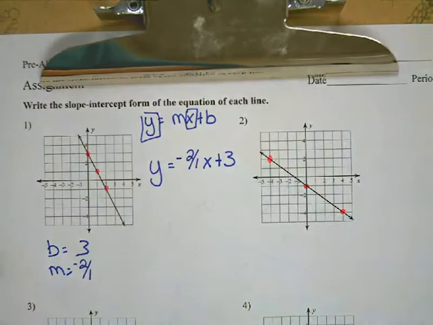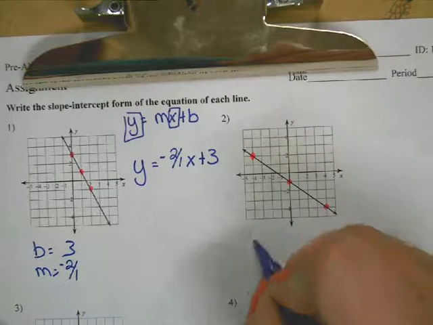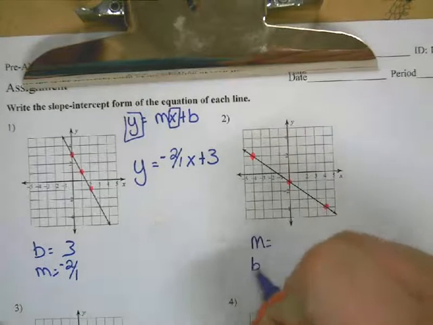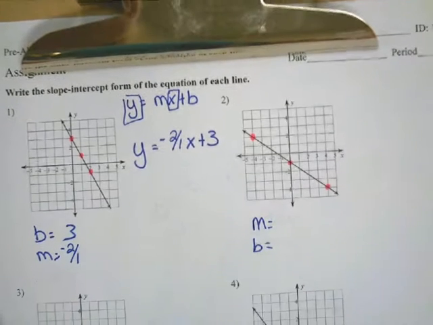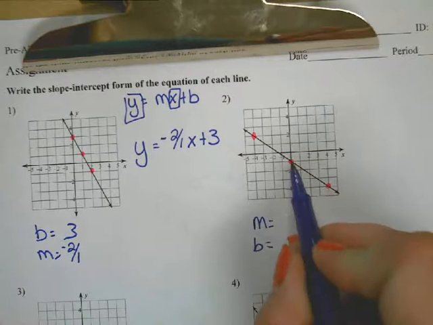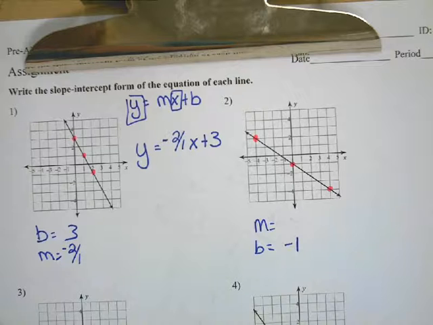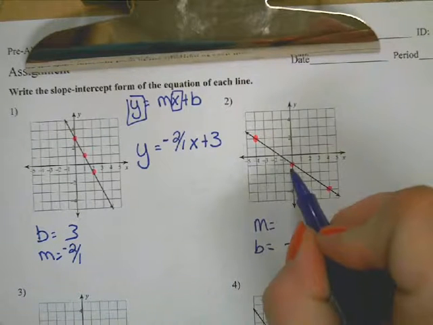Okay, let's try a second one. So what is my b equal to? Where does it cross the y-axis at? Negative 1, 0. Just negative 1. That's all I need. I don't need to worry about the zero in the ordered pair. Okay? So from here, I can find my slope.